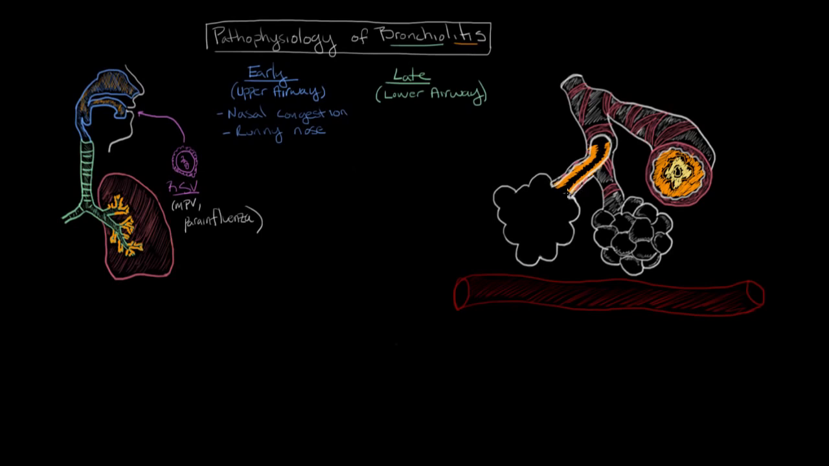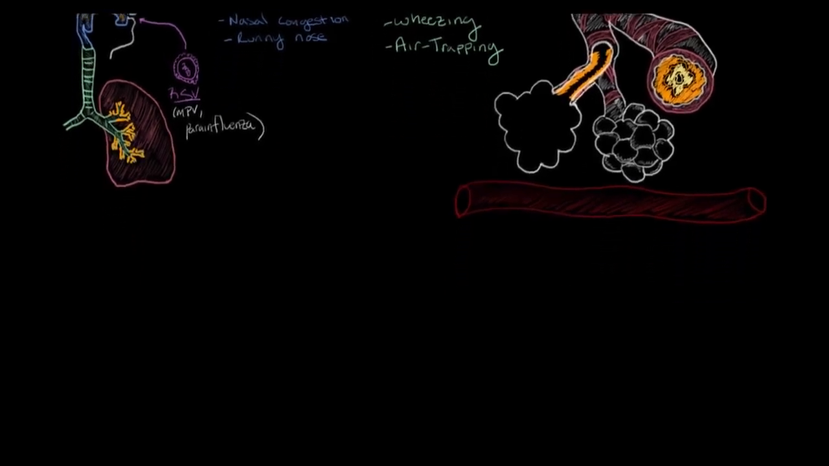And it's this inflammation and subsequent narrowing of the airways that results in the classic lower airway signs and symptoms of bronchiolitis. And these are wheezing and air trapping. Now, in order to understand wheezing and air trapping, let me describe the pathological processes in a little bit more detail.